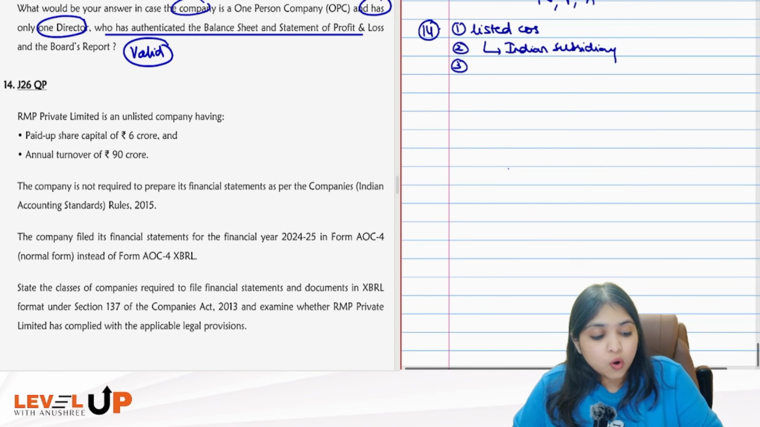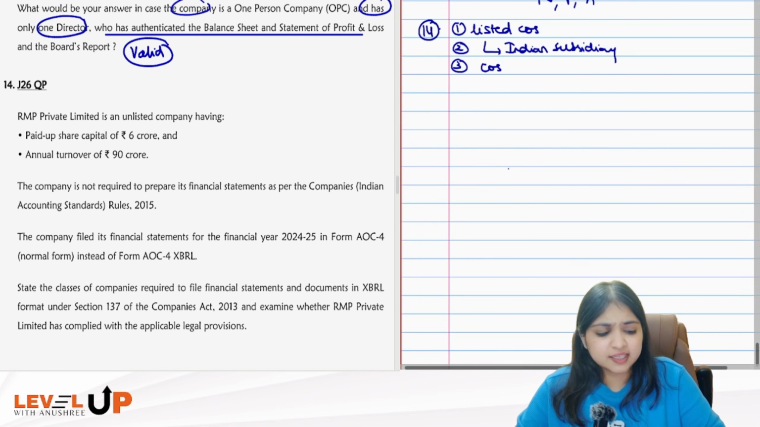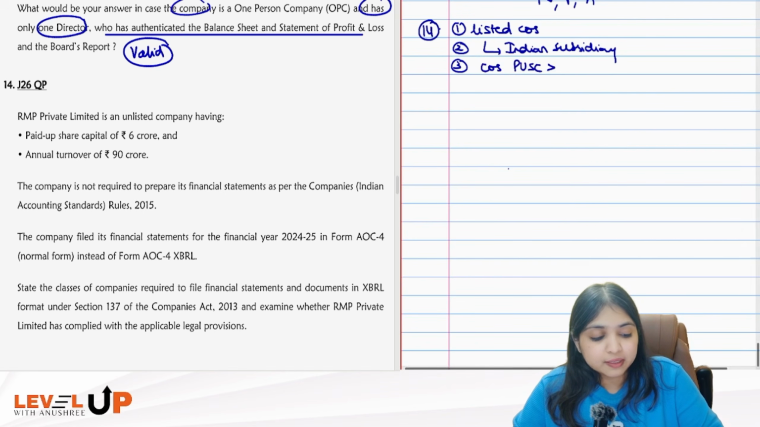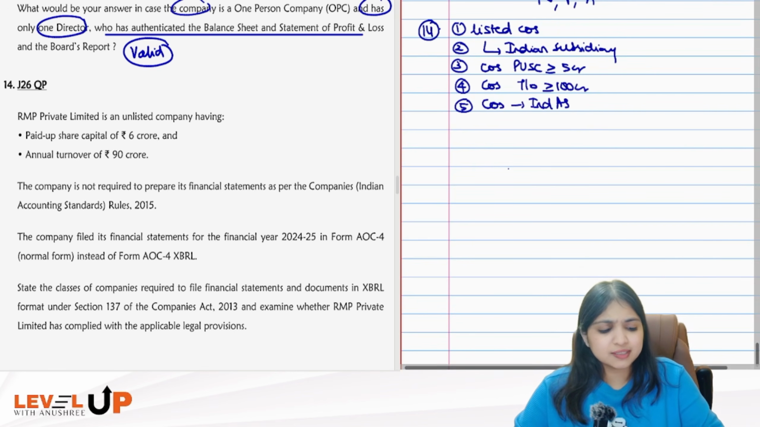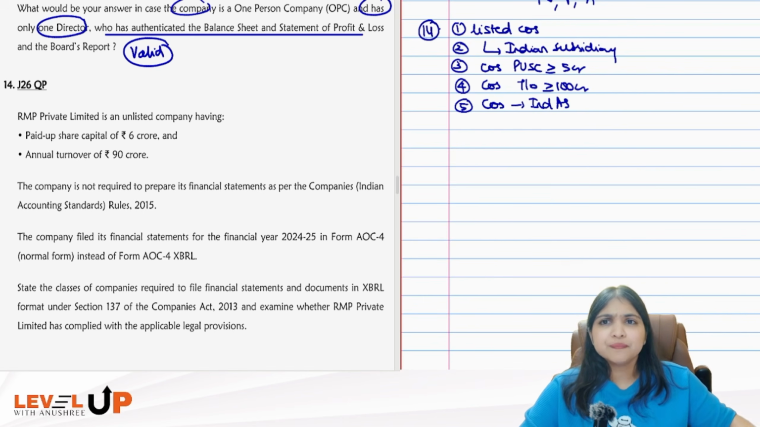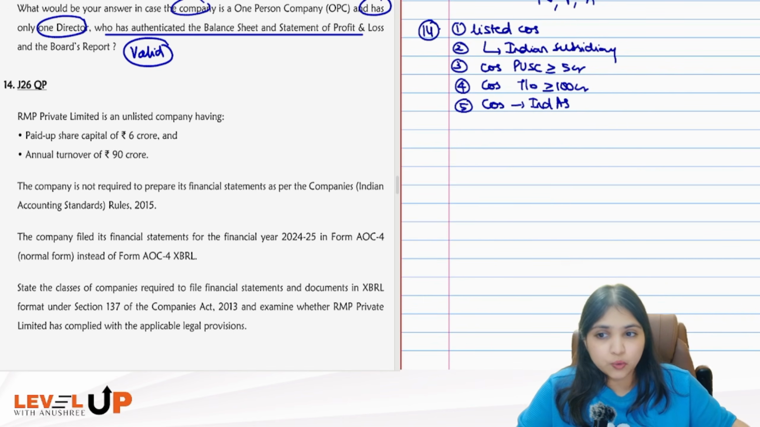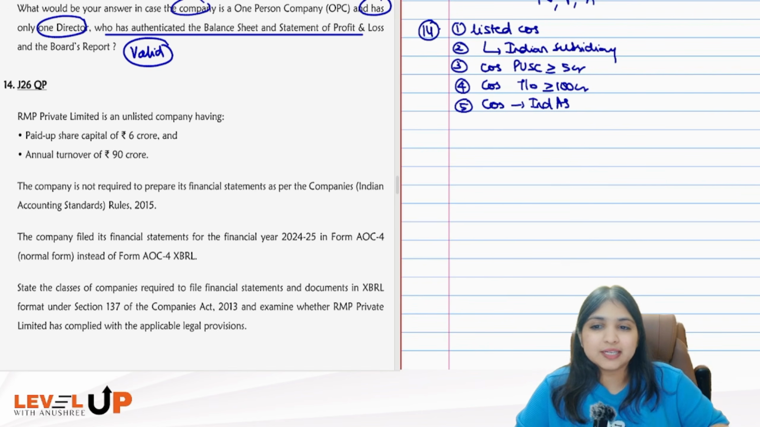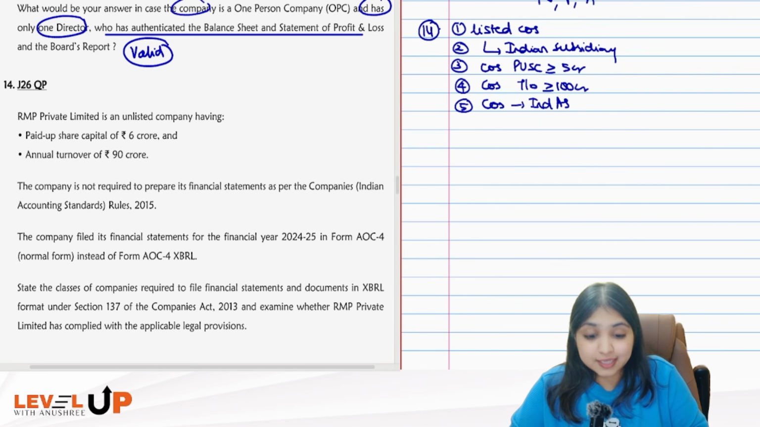Then number 3, all those companies, whether listed, unlisted, doesn't matter, whose paid up share capital is at least 5 crores. Then all those companies whose turnover is at least 100 crores. Then all those companies whose financial statements have to be as per Ind AS. So for these companies, it is mandatory that they file financials with the ROC in XBRL taxonomy only. Okay. Now with this much knowledge, let's have a look at the question. Let's see what the question says.